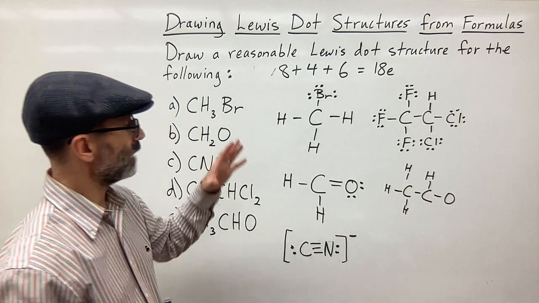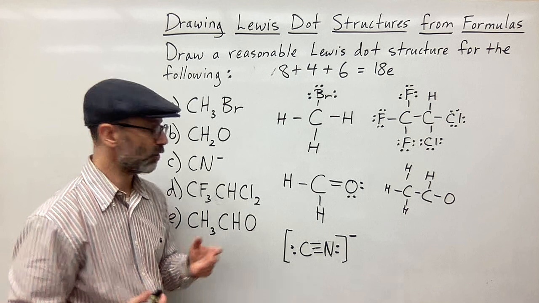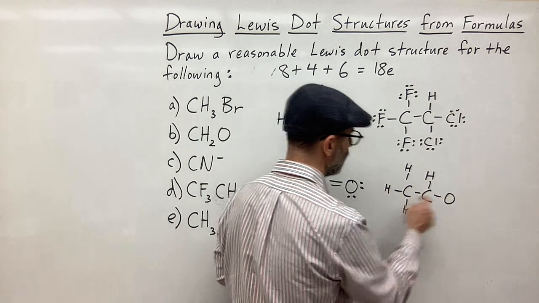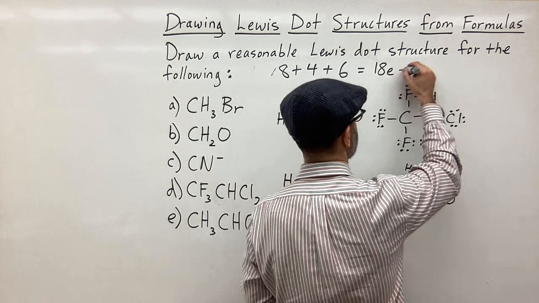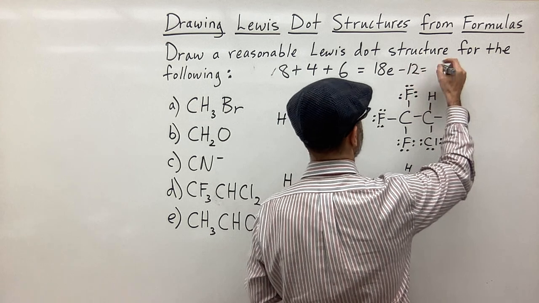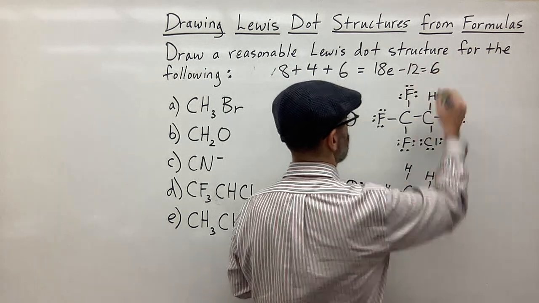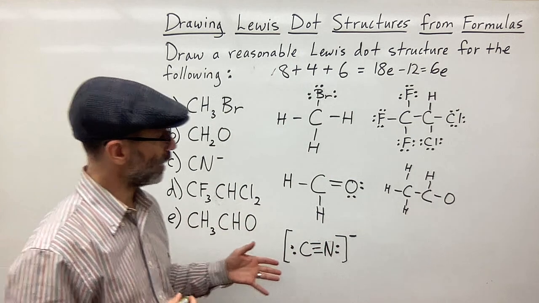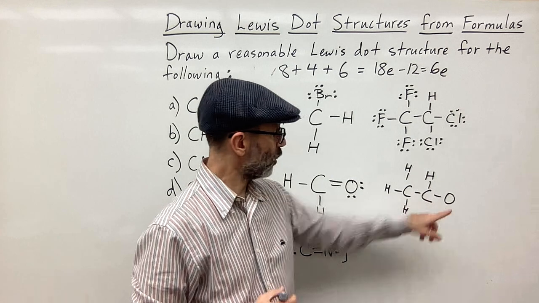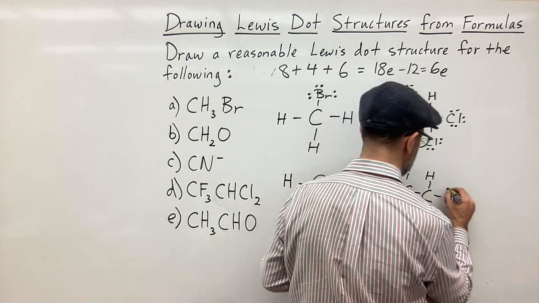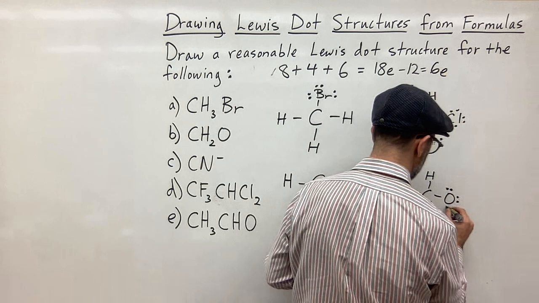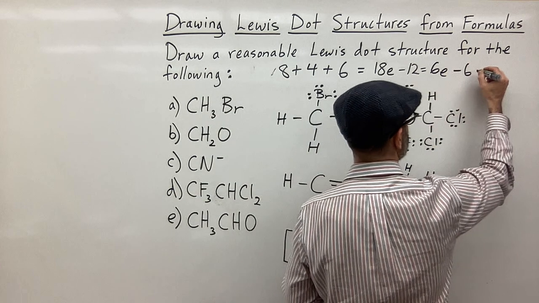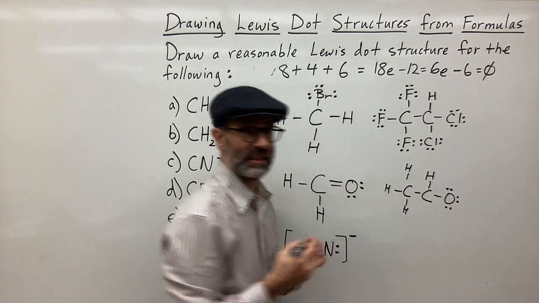Next is adding electrons to the outer atoms. So notice I used 1, 2, 3, 4, 5, 6 bonds. So I'm going to subtract out 12 electrons. That gives me 6 more electrons left. Now I'm going to add lone pairs to my outer atoms. The only one that I can add lone pairs to is the oxygen. So I'm going to add 3 lone pairs. Now it has an octet. So I'm going to subtract out the 6, and now I have 0.